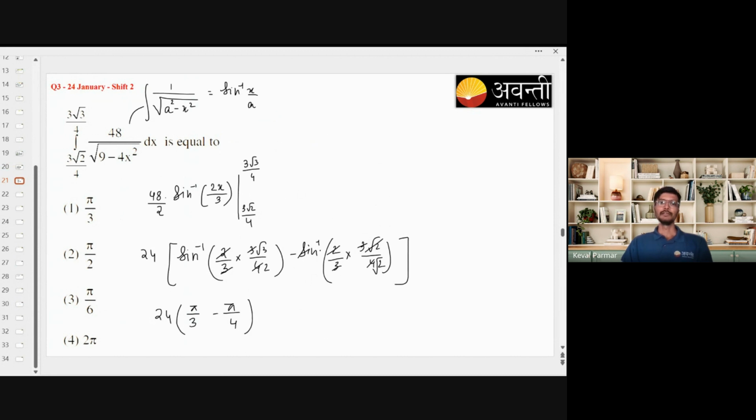So if we open the bracket, 8 3s are 24, right? 8 pi minus 6 pi. So I think we'll get 2 pi, which is option number 4. So our answer is 2 pi. I hope it is clear. A very simple question. Let's see what we have next.